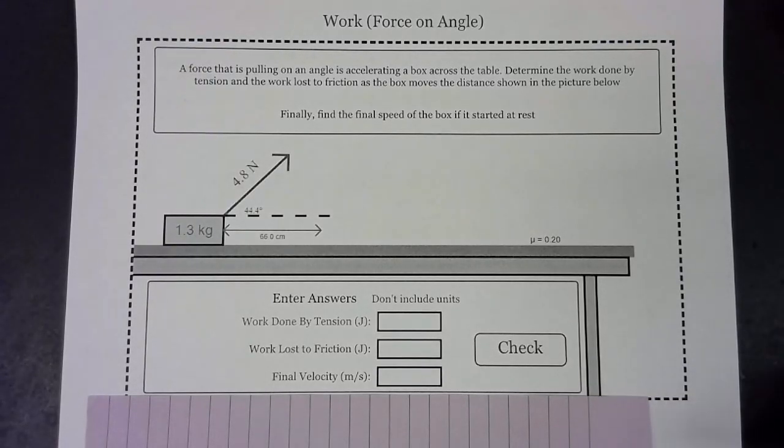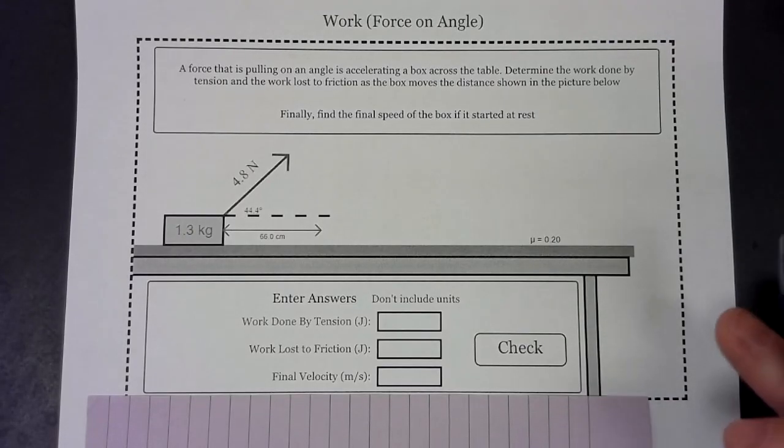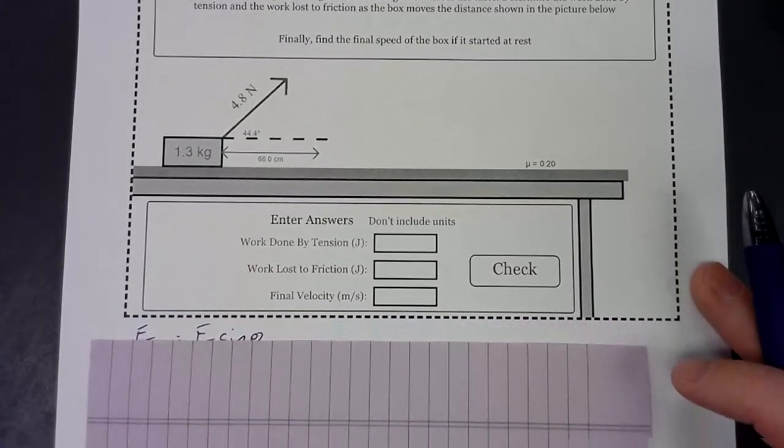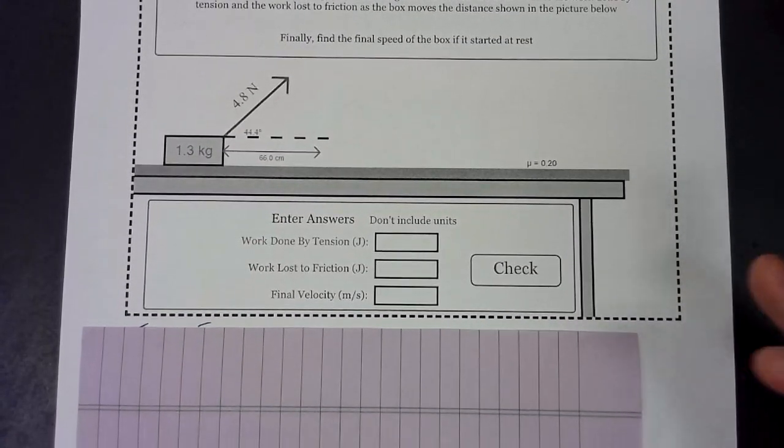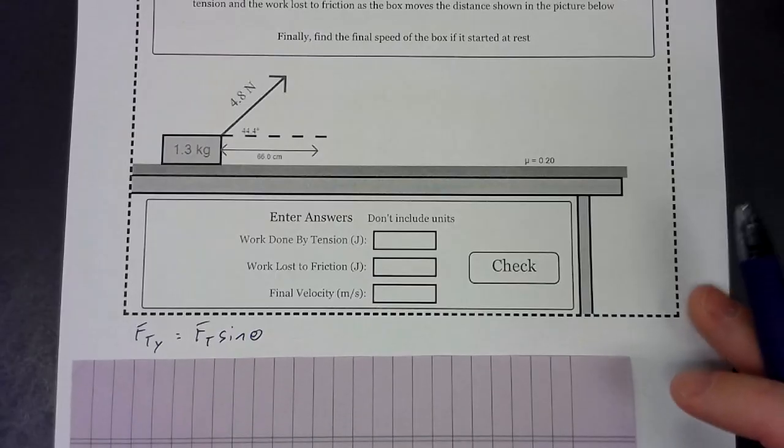Swartout. Here we have a work problem, tension applied at an angle, and we're going to include friction here. So this is about as advanced as you can get for this type of problem. So let's get started. We want work done by tension, work lost to friction, and then final velocity.